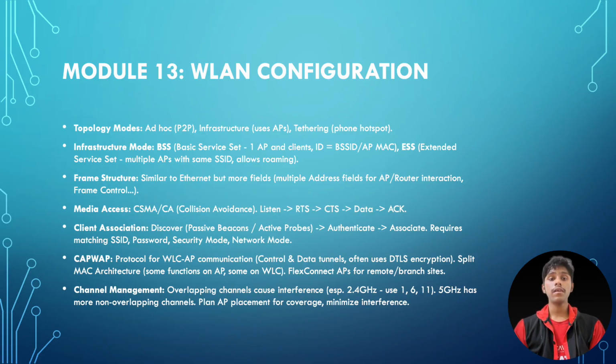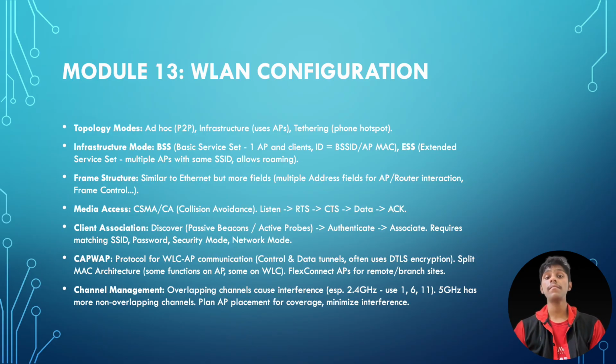The 802.11 frame structure is more complex than wired Ethernet because wireless is a shared medium. Devices use CSMA/CA, collision avoidance, to access the channel. The client association process involves discovering APs through beacons and probes, authenticating, and then associating. In enterprise setups with WLCs, the CAPWAP protocol tunnels traffic between APs and the controller using the split MAC architecture, where the tasks are divided.